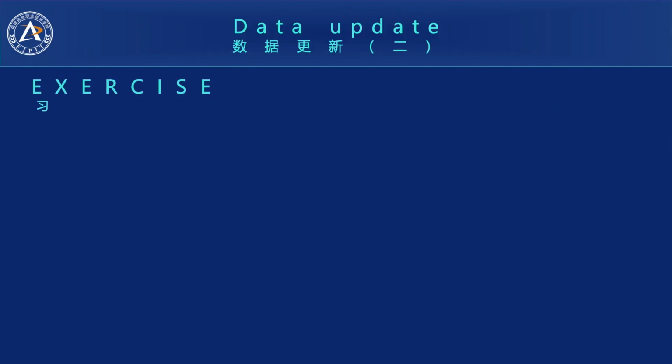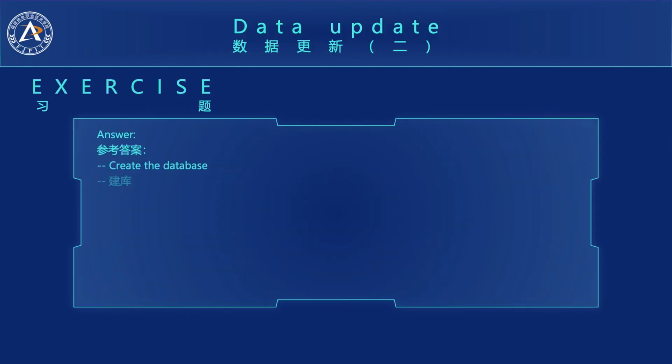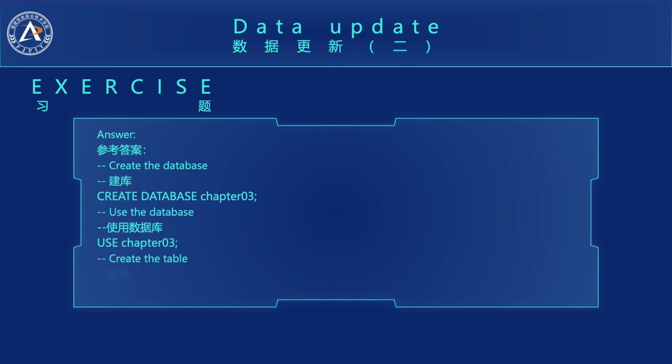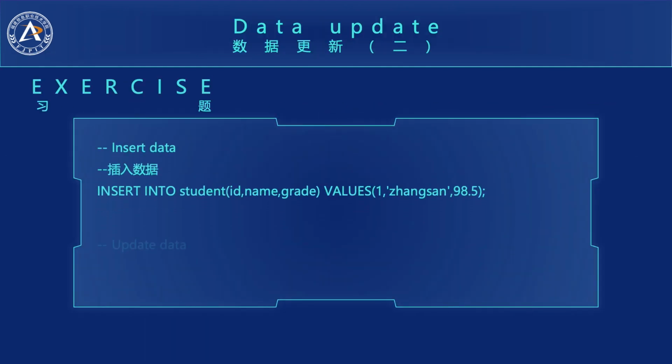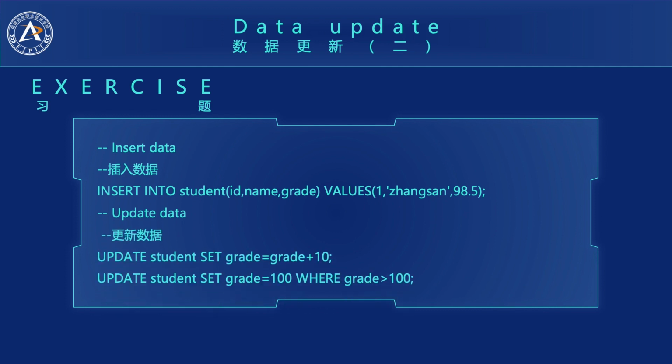Answer. Create the database. Create database Chapter 03. Use the database. Use Chapter 03. Create the table. Create table student ID int 4th. Name varchar 20 not null. Grade float. Insert data. Insert into student ID, name, grade values 1, Zhangsan, 98.5. Update data. Update student set grade equals grade plus 10. Update student set grade equals 100 where grade is greater than 100.